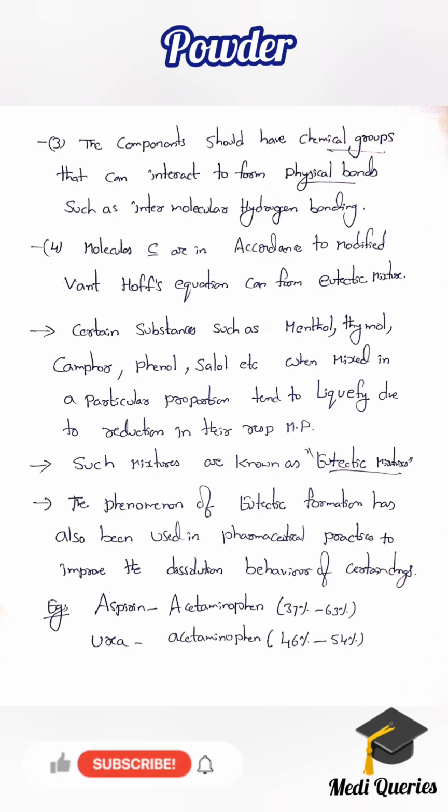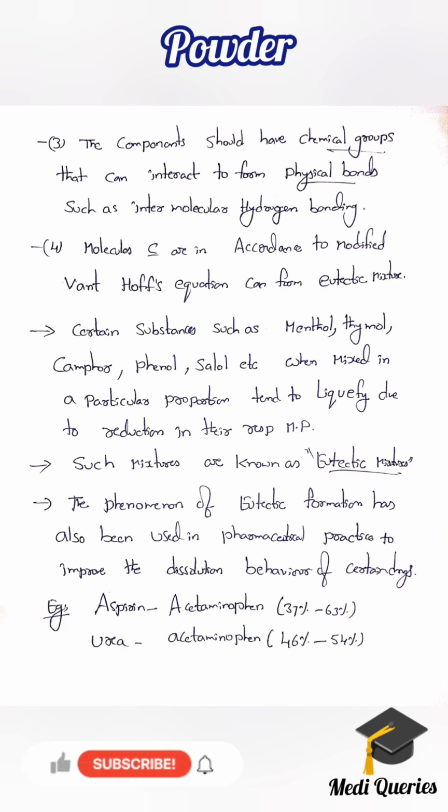So designing the formulation in a proportion of 37% of aspirin and 63% of acetaminophen mainly causes the liquefaction of the product that will improve the dissolution of a substance like aspirin, which is having a low solubility nature. So as a result, if we design this preparation in a eutectic combination, that will improve the dissolution rate of the drug, which obviously gives the more pharmacological action.